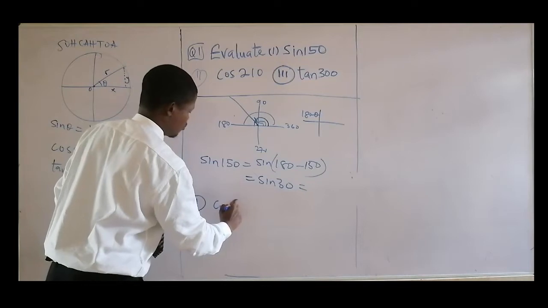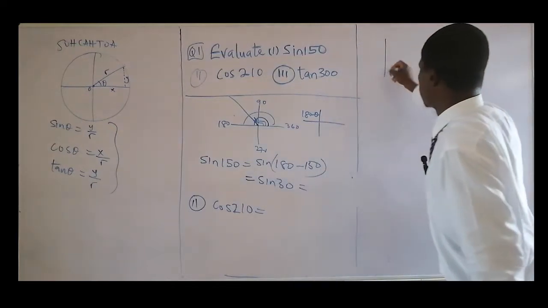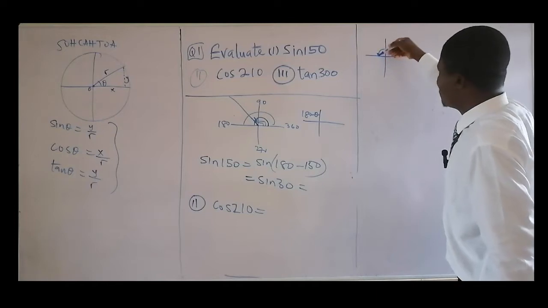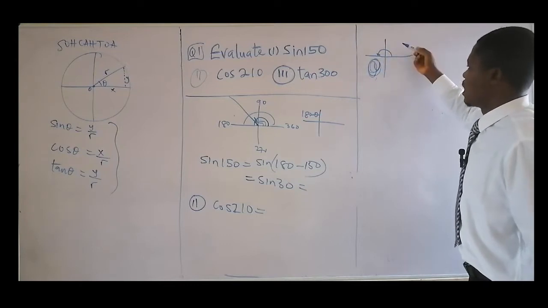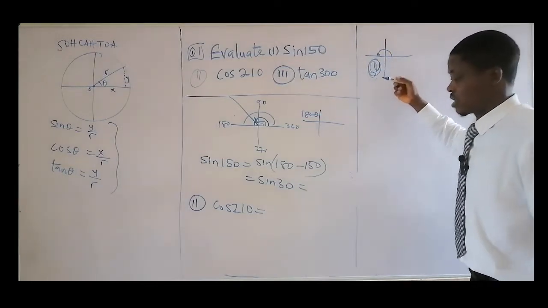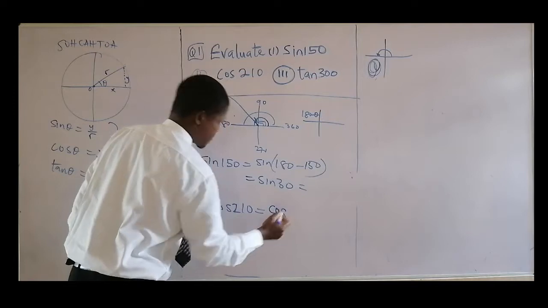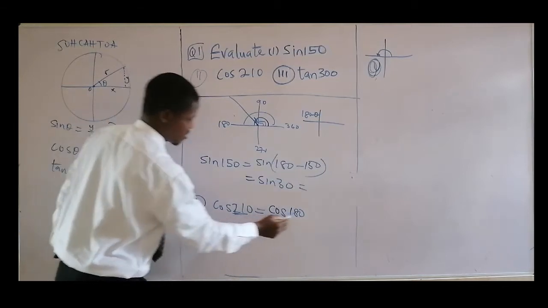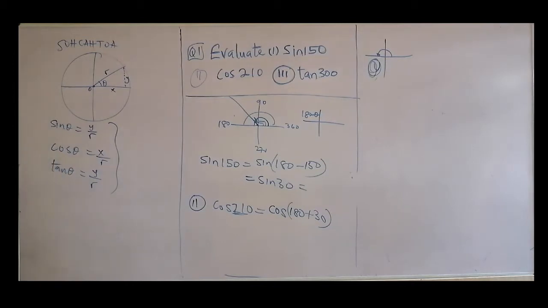Number two, cos 210. Cos 210 falls in the third quadrant. From here it's 180, so any addition to that will be in this region, and in this region it is 180 plus theta. You can do it two ways. That will be 180, and the extra addition is 30. So that's 180 plus 30, cos theta, and that will be equal to what?